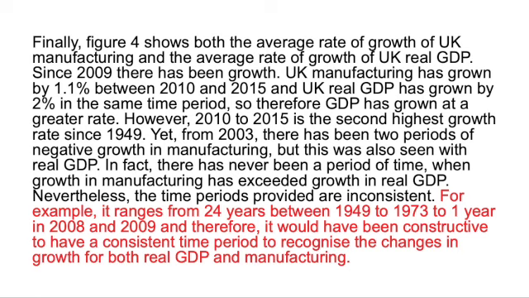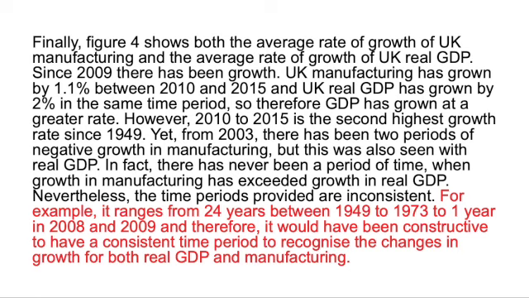However, 2010 to 2015 is the second highest growth rate since 1949. Yet from 2003, there has been 2 periods of negative growth in manufacturing, but this was also seen with real GDP. In fact, there has never been a period of time when growth in manufacturing has exceeded growth in real GDP. Nevertheless, the time periods provided are inconsistent. So what, again, I'm starting to do is I'm starting to think about limitations of the data, and I'm starting to criticise maybe the data that's been provided.